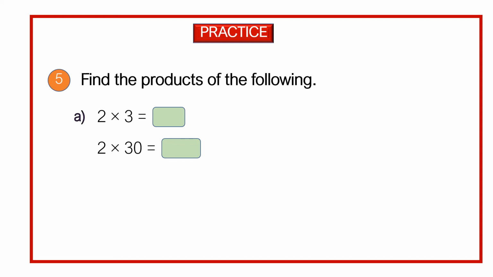A. We have 2 times 3. Yes, 2 times 3, we know that that is 6. But if 2 times 3 is 6, what about 2 times 30? 2 times 30, we will get 60. We just need to bring a 0 to the ones place.